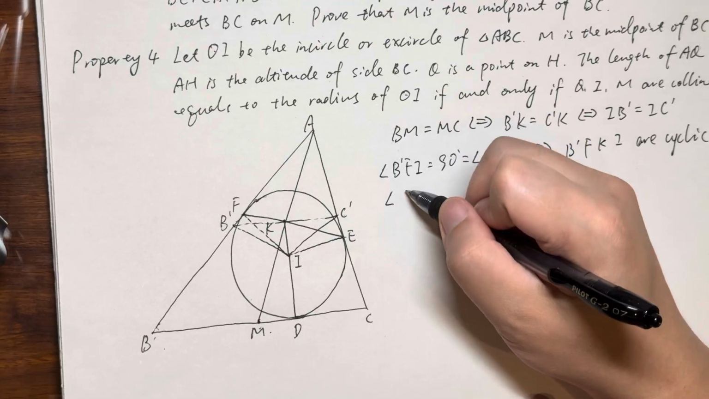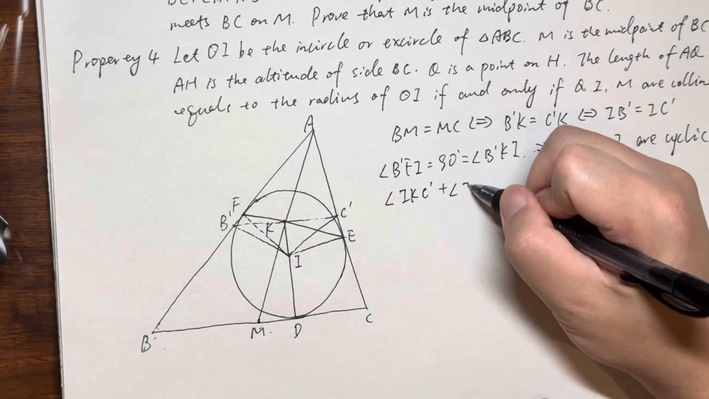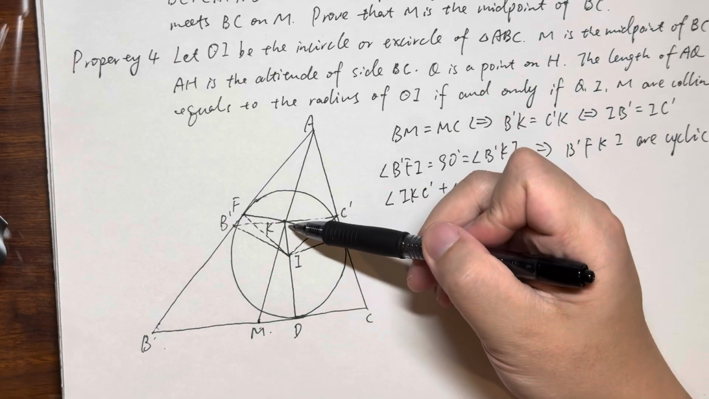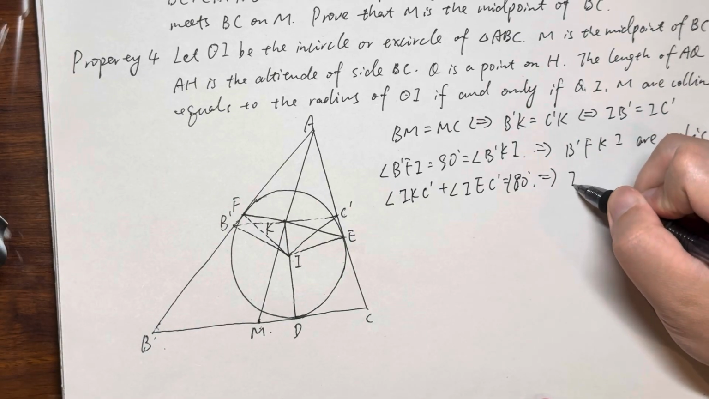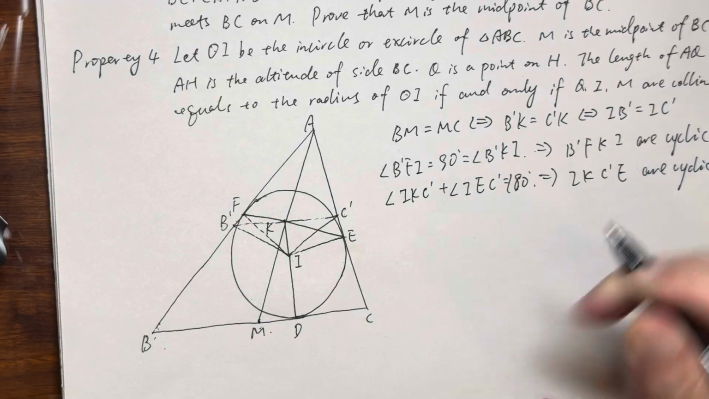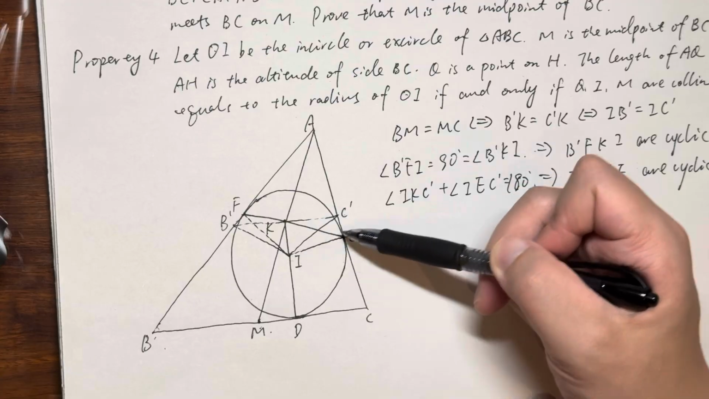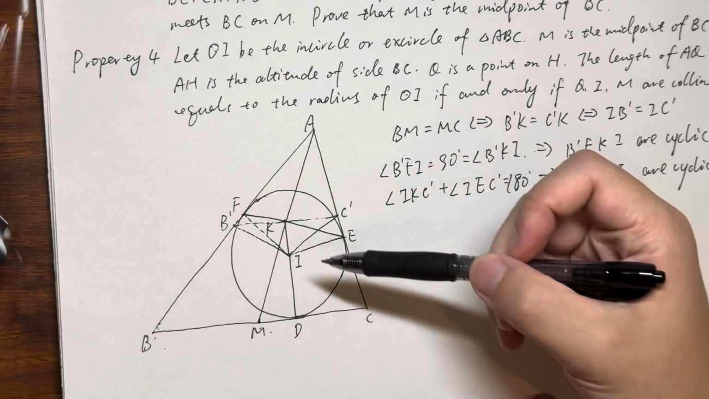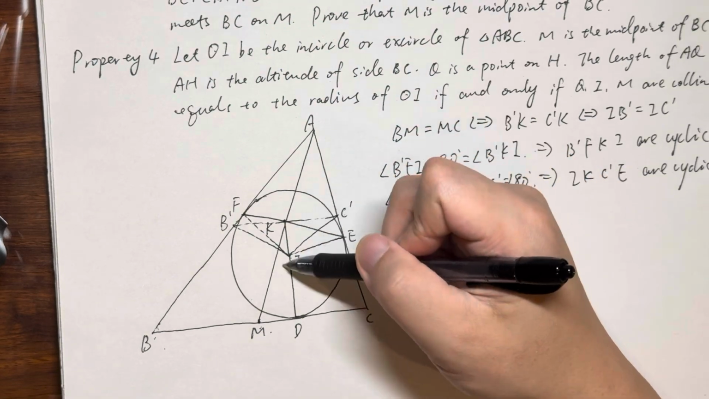Similarly, angle IKC prime plus angle IEC prime equals 90 degrees plus 90 degrees, sorry, this is 180 degrees, which means I, K, C prime, E are cyclic. Okay, we got that these 4 points are cyclic and these 4 points are cyclic.